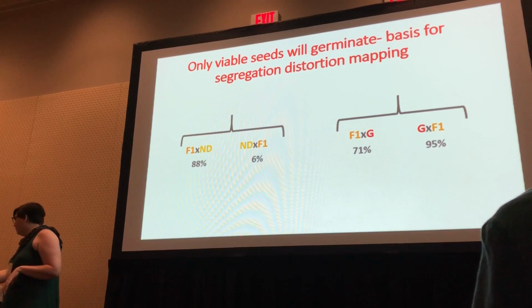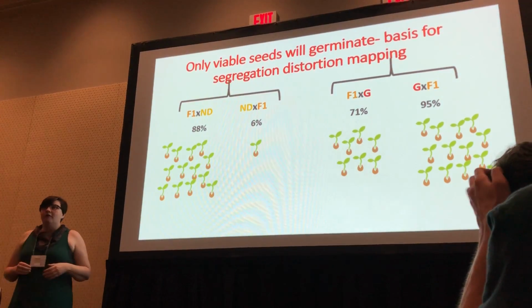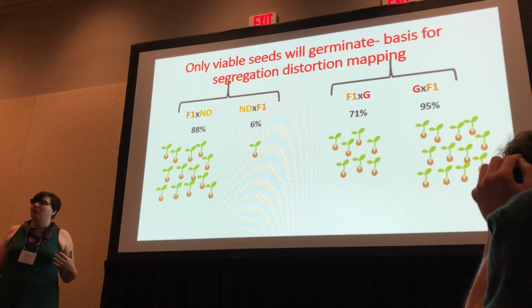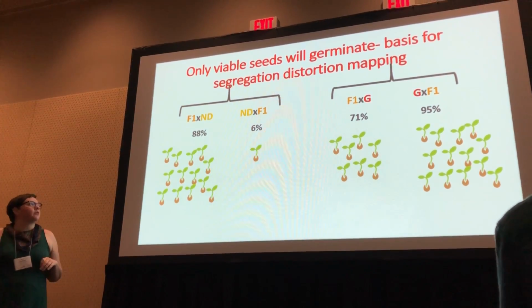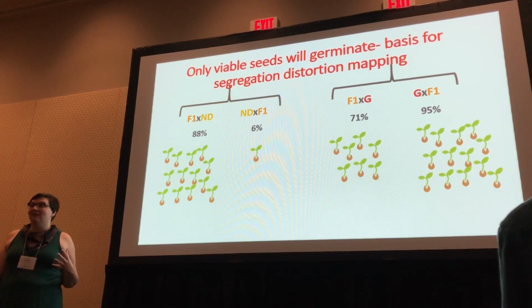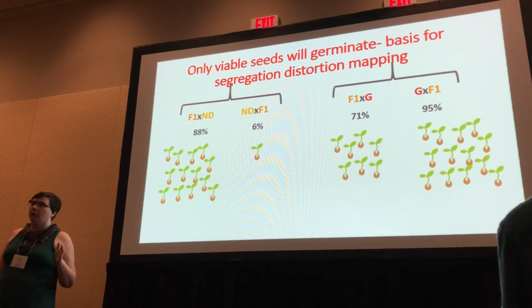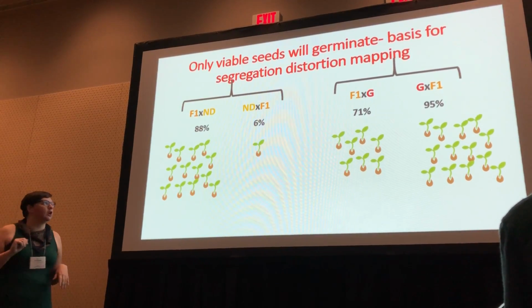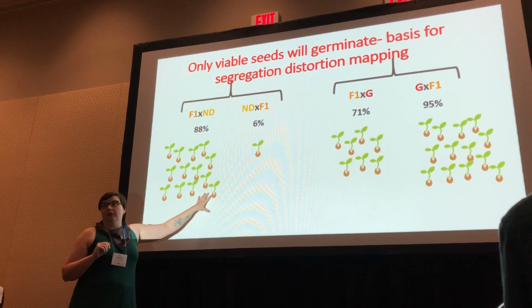And that just simply means that we take these seeds and plant them up. Of course, only the survivors are actually going to germinate and be sequenced, which means that the survivors are going to have a deficit of alleles that contribute to hybrid seed inviability. So we can just march along the genome, and we can look for regions of the genome that are distorted in one direction of the cross, but not in the other.